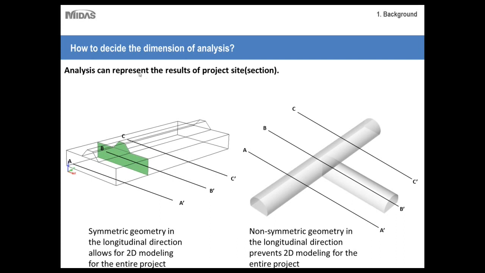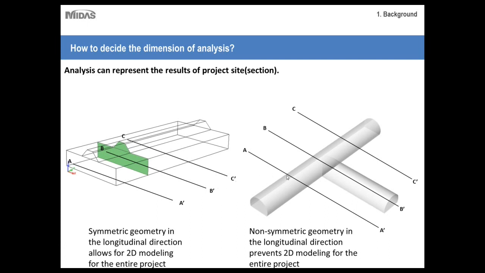Okay, first, analysis can represent the results of the project site. If you look to the left here, what we have is a project that's symmetric along the y-axis, or in the longitudinal direction. Because of this project geometry, we can just generate a very simple 2D model, and then extrude those results along the y-axis. Essentially, just assuming that aside from project geometry the loading conditions are the same, we can just create a simple 2D model. So instead of having to create a larger, more complex 3D model, we can simplify this into 2D. This is something that engineers do quite often just to make the analysis and the modeling more efficient.